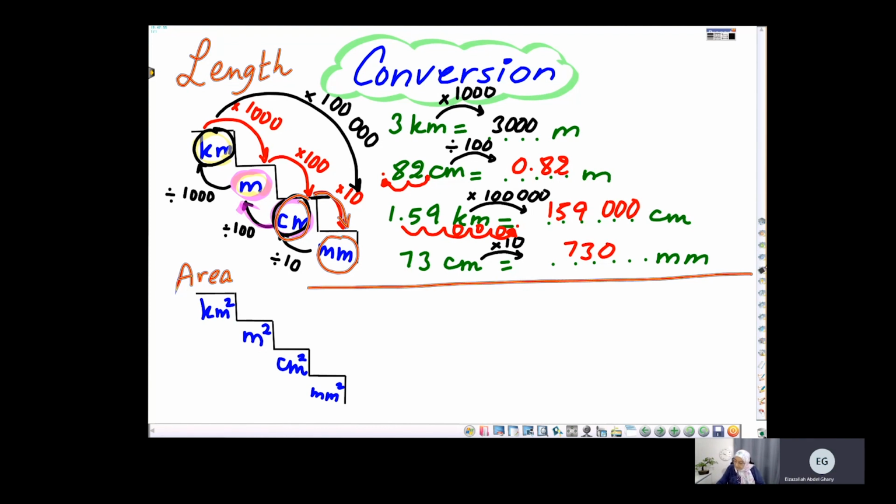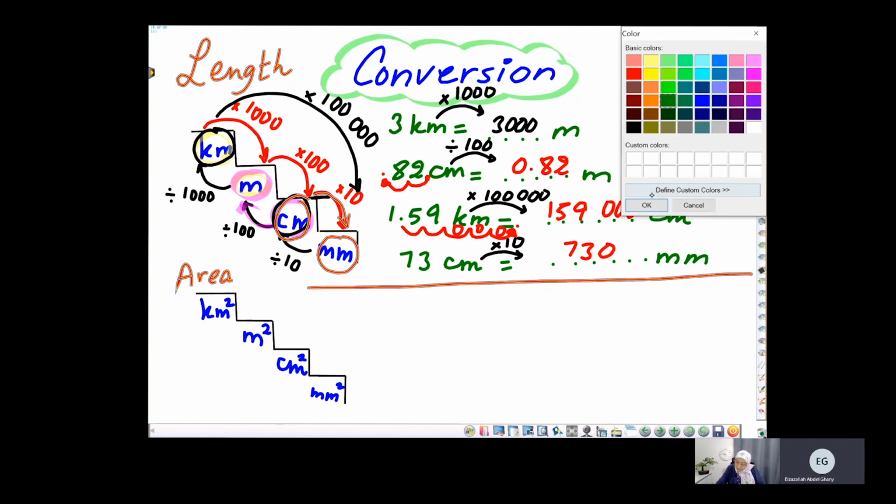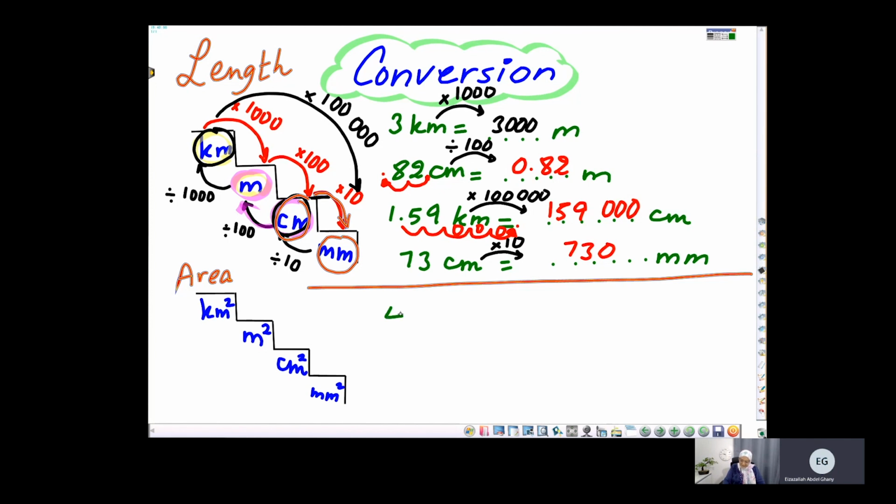Let's write the quiz, and you try to solve it with me. I'll give you a sample of converting meter squared to centimeter squared. If you are converting meter squared to centimeter squared, you have to think about converting meter to centimeter first. From meter to centimeter, you consider the same steps we did before for the length. For the length, meter to centimeter, you just multiply by 100.